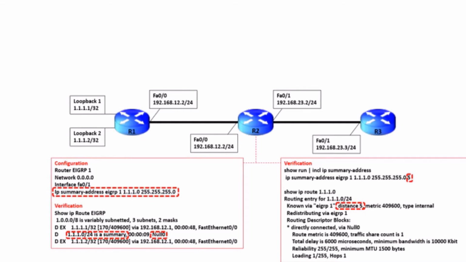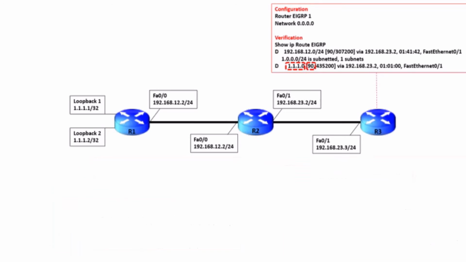However, does this summarized network also carry the AD to router R3? Let's see on router R3. Here, the show ip route eigrp command shows that the network is summarized, however with an AD of 90 and not 5. Hence, we infer that EIGRP summarized networks will have an AD of 5 only at the summarizing router boundary.